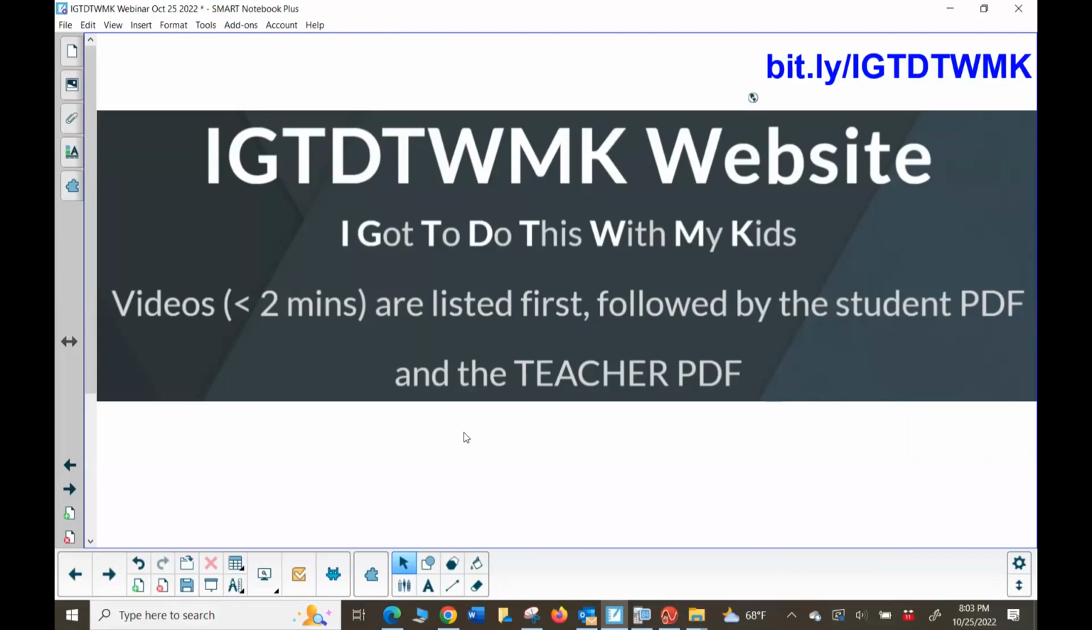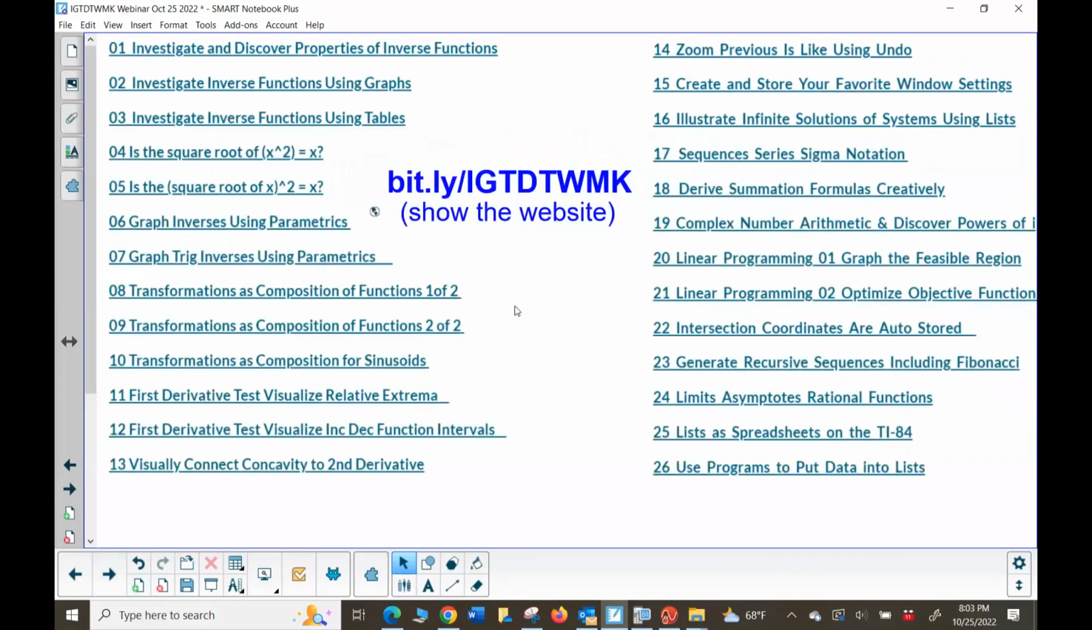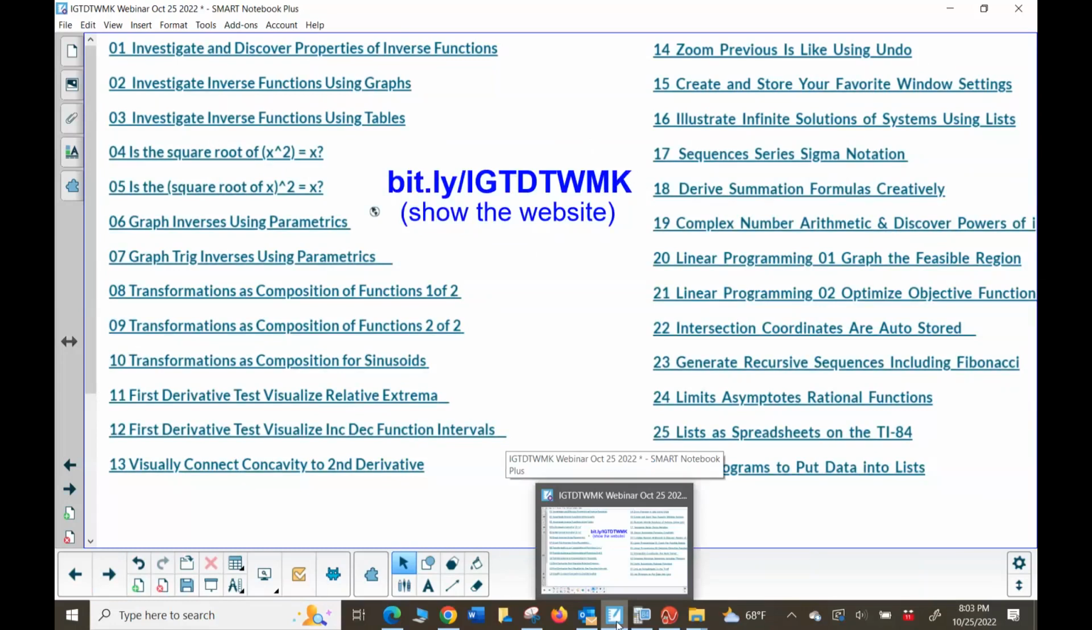So that's why this only applies to the 84 right now, but these are the topics, and this is the website where you'll get all the information. It is case sensitive, bit.ly/, those are lowercase, and the other ones are all uppercase. I got to do this with my kids, okay? So these are the topics, and I'll show that website again. In fact, Mike might even put that into the chat later on also.